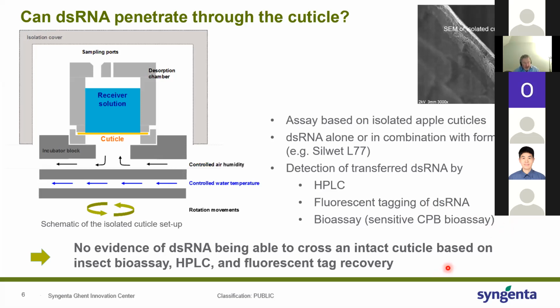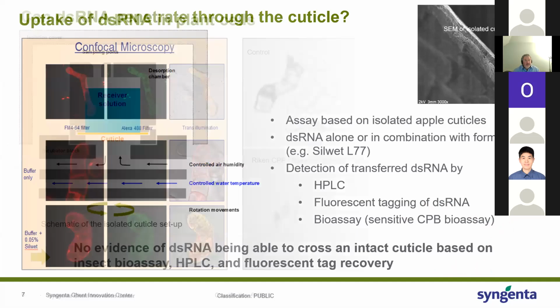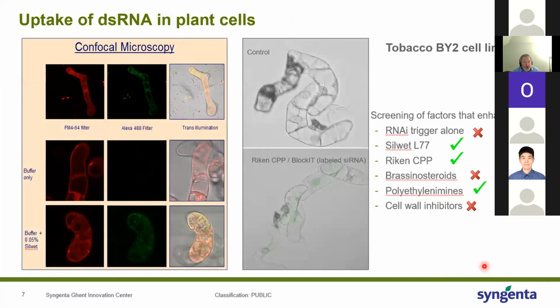But again, here we had no evidence whatsoever that double-stranded RNA, long double-stranded RNA, to make it clear, was unable to cross an intact cuticle. Okay. The next thing that we looked at was if plant cells could take up double-stranded RNA.